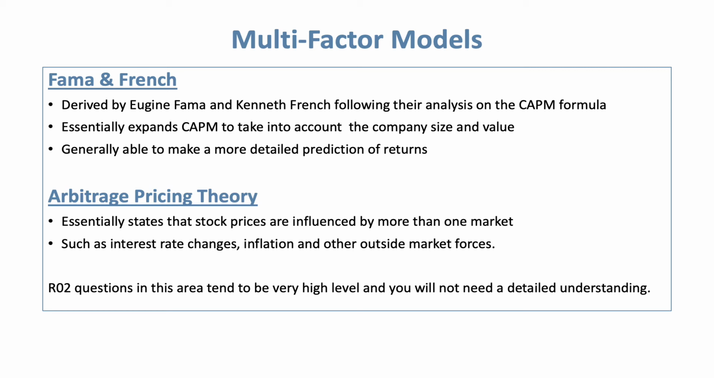But you do need to recognise that they essentially built in additional calculation factors for the size of the company on that basis. We then have the arbitrage pricing theory, which is another multi-factor model that's often used, which basically brings into play other things such as interest rate changes, inflation, outside market forces in an attempt to actually provide ultimately this theoretical expected return.